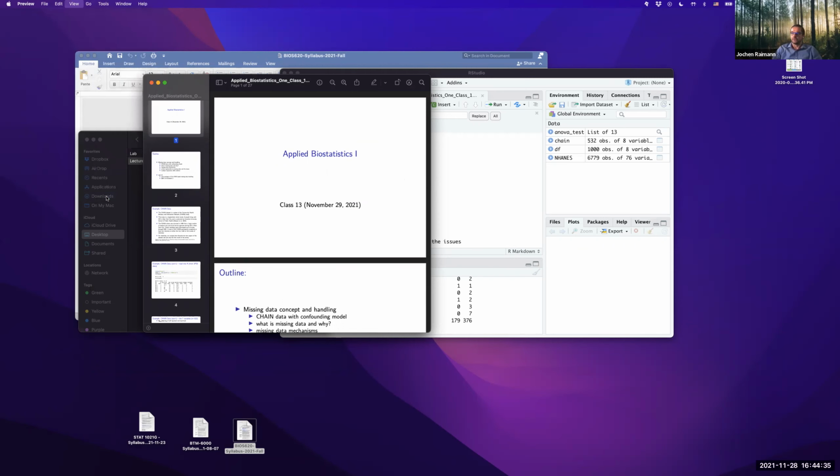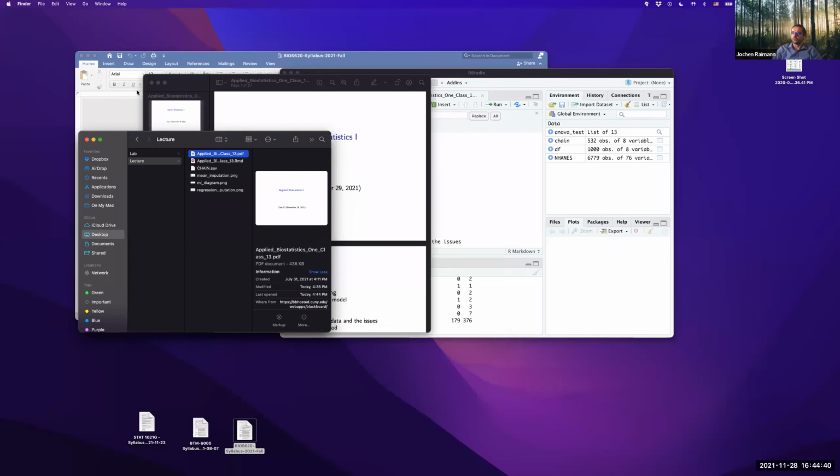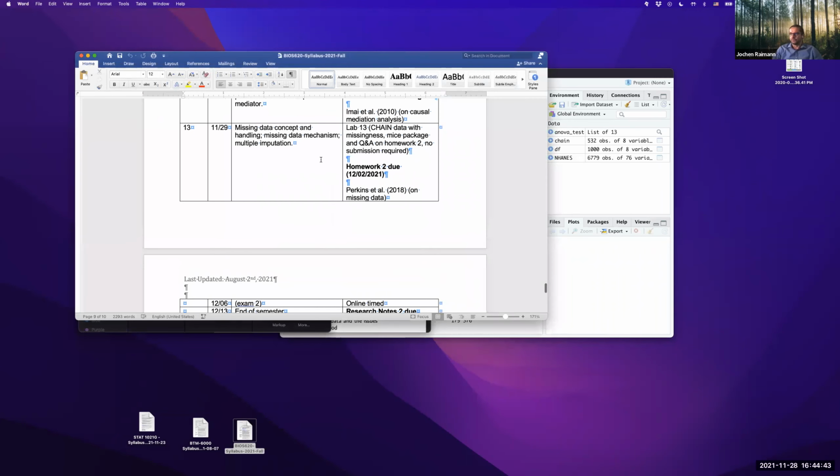Before we start that, let me go back and have a quick look at the syllabus. Again, today we're talking about missing data as a concept and how to handle it. We're looking at missing data mechanisms for multiple imputation, and we will look into how to potentially deal with missing data. We will do that with the so-called chain data that investigates the effect on log-transformed viral load in CD4 cells with or without HAART. It's highly active antiretroviral therapy.